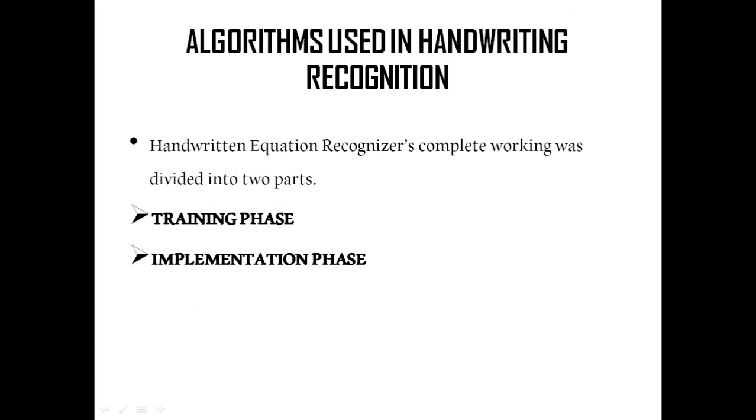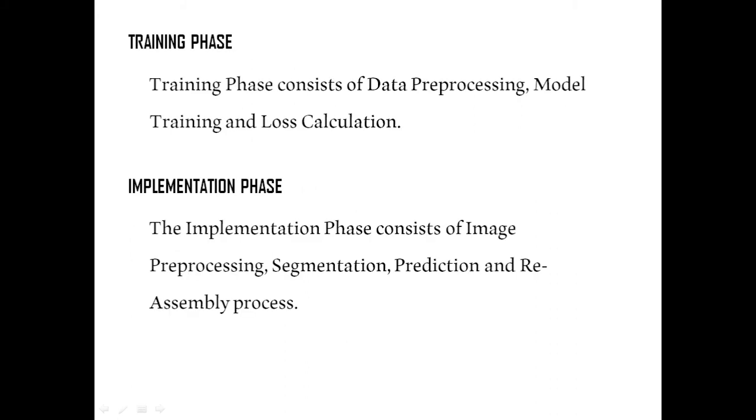Let's see algorithms used in handwriting recognition. The handwriting recognition complete working was divided into 2 parts. Those are the training phase and the implementation phase. The training phase consists of data pre-processing, model training and loss calculation. The implementation phase consists of image pre-processing, segmentation, prediction and reassembly process.